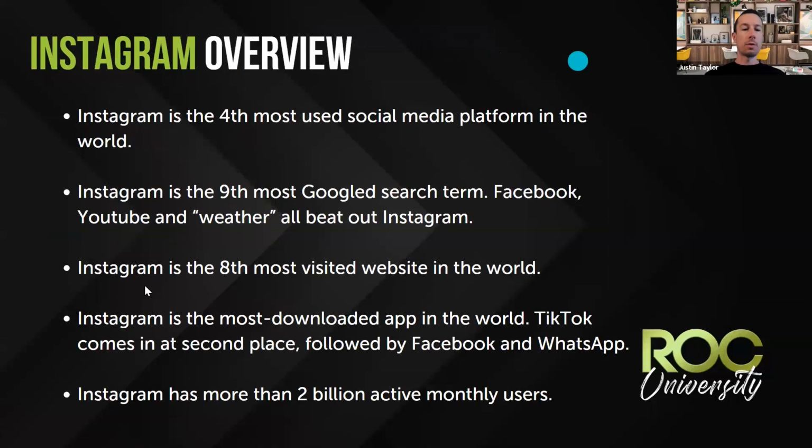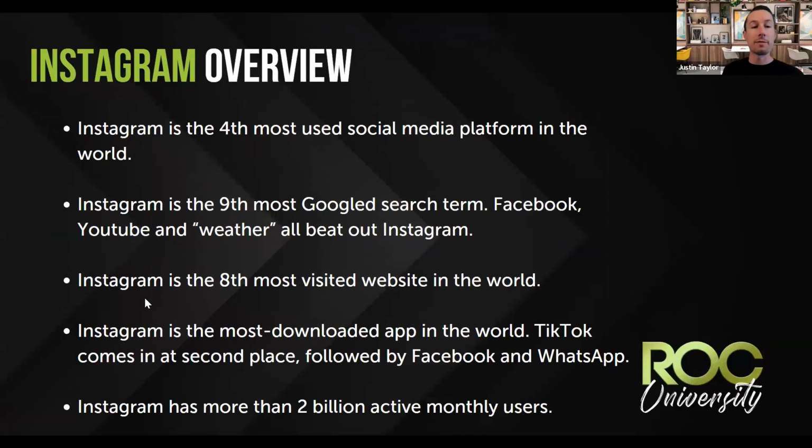All right, Instagram overview. Instagram is the 4th most used social media platform in the world, so it's still very relevant, with a lot of people on there. Instagram is the 9th most Googled search term. Facebook, YouTube, and weather all beat out Instagram. So as you can imagine, weather, especially if you live in Arizona or Nevada, but Instagram is the 9th most Googled search term, just behind Facebook, YouTube, and the word weather.